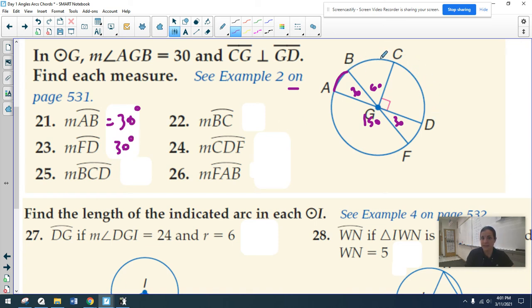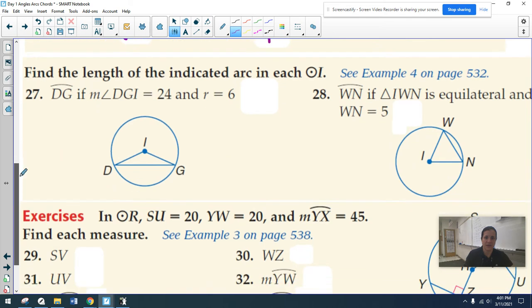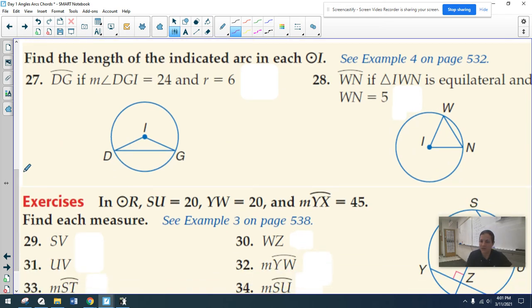BCD, that's these 2 arcs. So you got to do the 60 and the 90. BC is 60. CDF is the 90 and 30. And FAB, that's the 150 and the 30, or you could have seen that it was the semicircle. So 180.